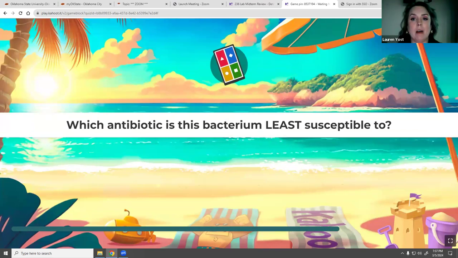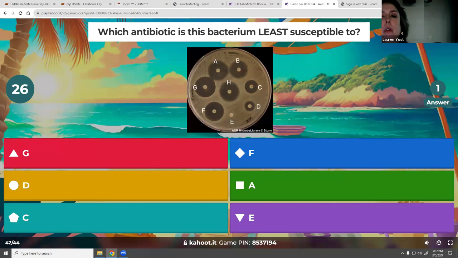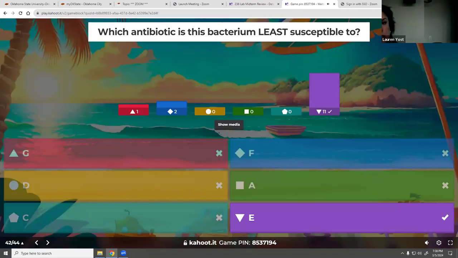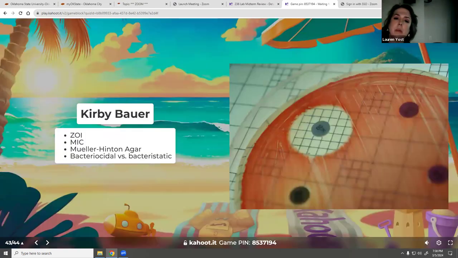Okay, which antibiotic for Kirby-Bauer is the bacteria least susceptible, or sensitive, to? Okay, so that's E. We saw in E, there was no zone of inhibition, right? There was no clearing around it. So that bacteria was not fazed at all by that antibiotic. So it was not susceptible to it. It was completely resistant. Okay, so remember what a zone of inhibition is, that clearing around the disc. Remember, you're going to measure it completely across the whole way. It's not just a radius, it's going to be the whole diameter.